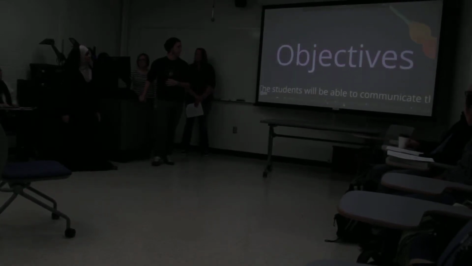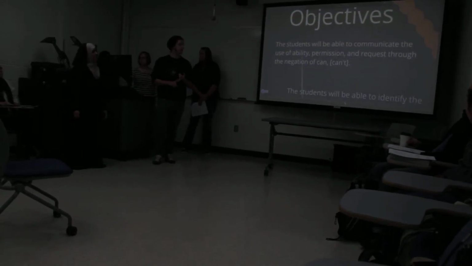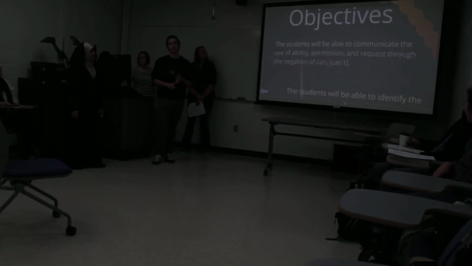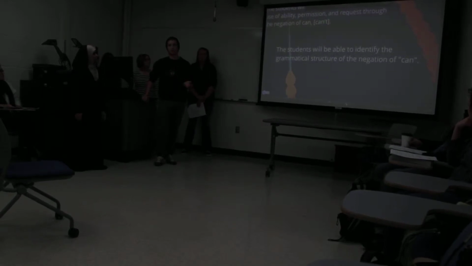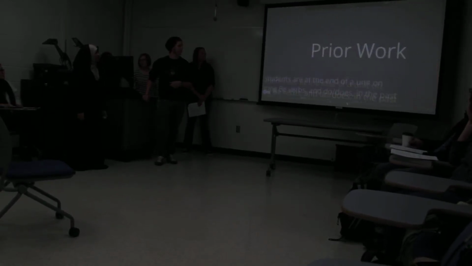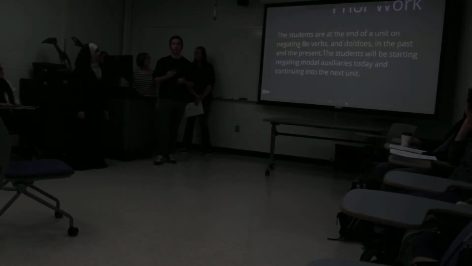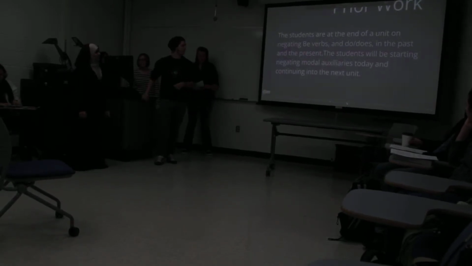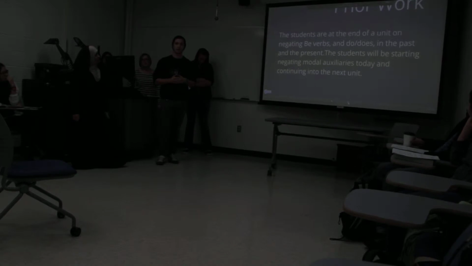So we have 2 objectives for this lesson. The first one is to get them to be able to communicate and use the ability, permission, and request of the negation of can and can't. Our second objective is to have them be able to identify the grammatical structure of the negation of can and can't. The students' prior work is the negation of be verbs like is, isn't, are, aren't, and do and does in the past tense. This is the end of that lesson on the negation of be verbs, and the next lesson they'll be going into modal auxiliaries. So we thought the negation of can and can't would be a good segue into that lesson.